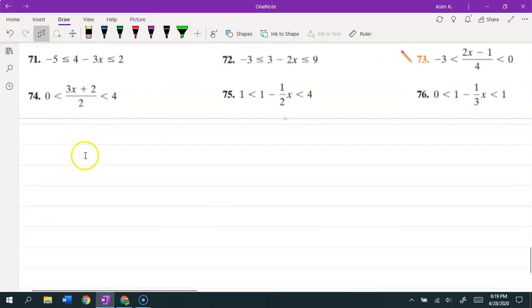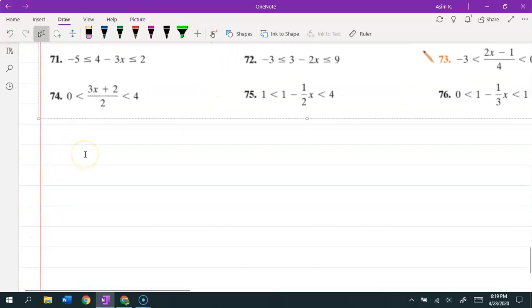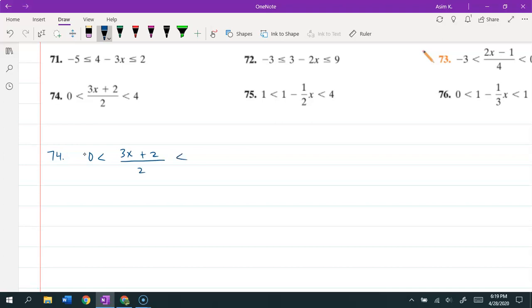Okay, so number 74. It says 0 is less than (3x + 2)/2, which is less than 4. All right, so we've got to do a handful of things here. But one of the first things we have to do is multiply by 2 on all sides. I'm going to multiply by 2 on all the sides.